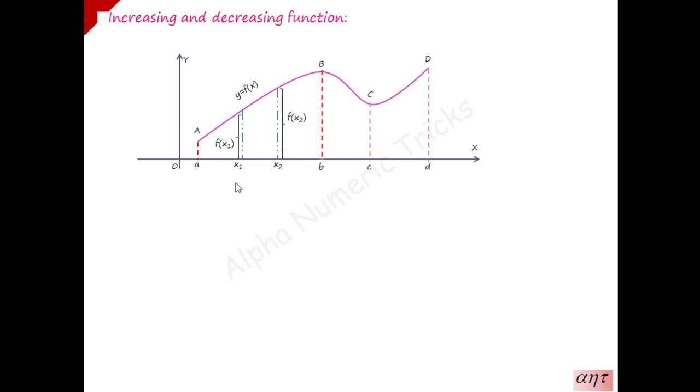Consider 2 points between A and B, that is x1 and x2. We consider 2 points x1 and x2 between A and B, with the condition that x1 is less than x2. When we substitute x1 in the curve y is equal to f of x, we get f of x1, and when we substitute x is equal to x2 here, we get y is equal to f of x2. So from this we can define the decreasing function and the increasing function.